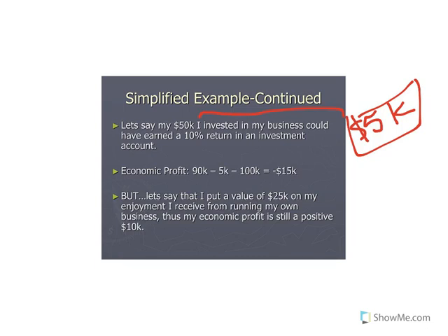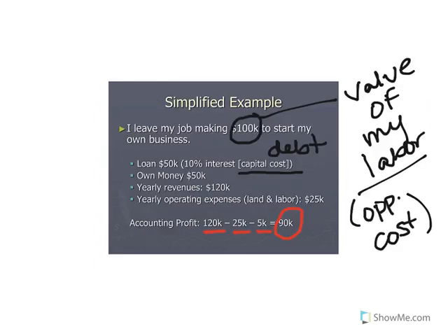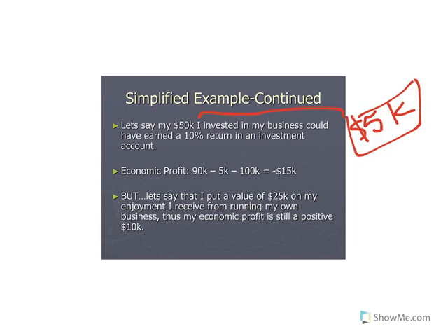And then I also have to take into account the value of my labor. Remember, looking back at the previous slide, we said that in my previous job, I was making $100,000 a year, which means that is the opportunity cost of my labor. Therefore, I have to take that into account also. So again, now I take the accounting profit, $90,000, subtract out the $5,000 I would have made had I left my money in the bank, and then subtract out the value of my labor, in other words, the amount of money I would have made had I continued at my previous job, and we see that my economic profit is actually negative $15,000.